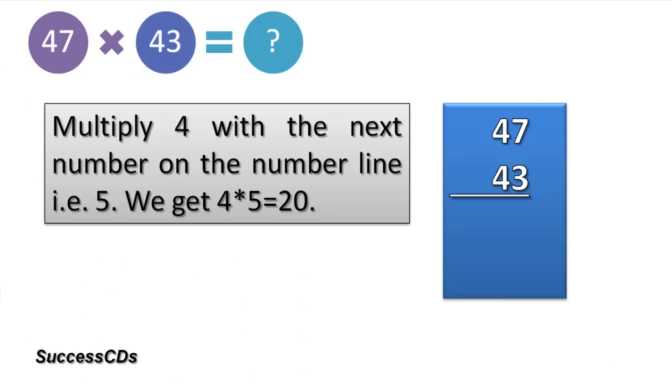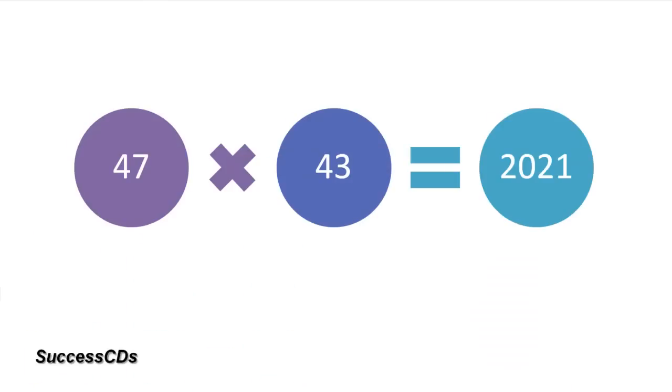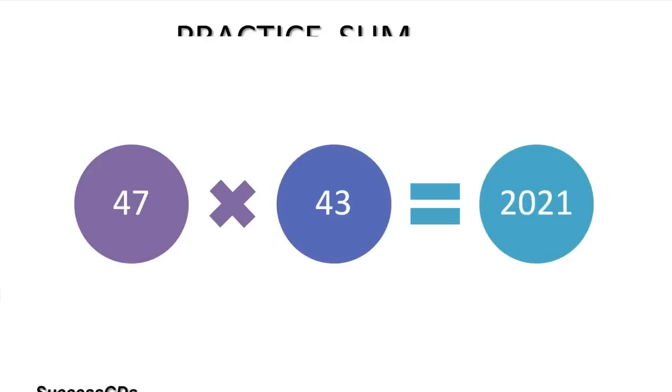The next step is, you will multiply 4 with the number which is next on the number line, that is 5. 4 multiplied by 5 gives us 20. So 47 multiplied by 43 is equal to 2021.